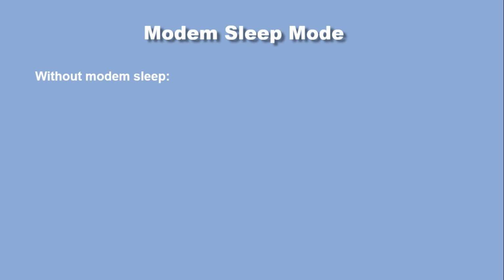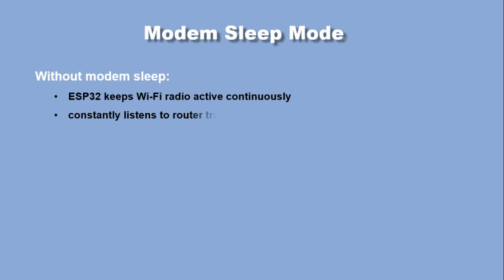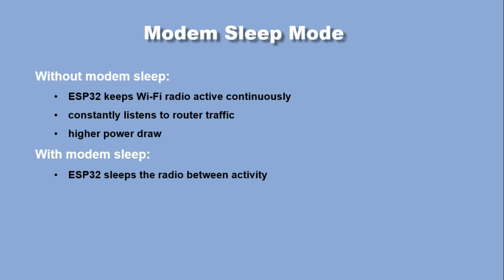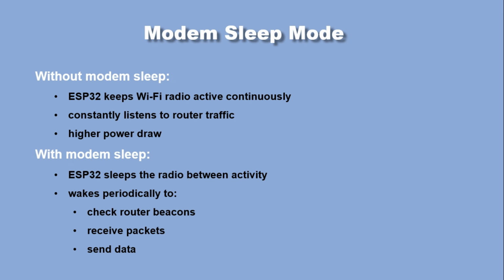When Wi-Fi is used without any power-saving features enabled, the ESP32 keeps its Wi-Fi radio active all the time, continuously listening for incoming packets. While this provides faster response times, it also has a significant impact on power consumption. With Modem Sleep mode enabled, the ESP32 periodically puts the Wi-Fi radio to sleep between communication events. It wakes up to receive the router beacon frames, processes any incoming or outgoing network traffic, and then returns the radio to sleep. This all happens automatically, so there is no need to manage wake-up events in your code.